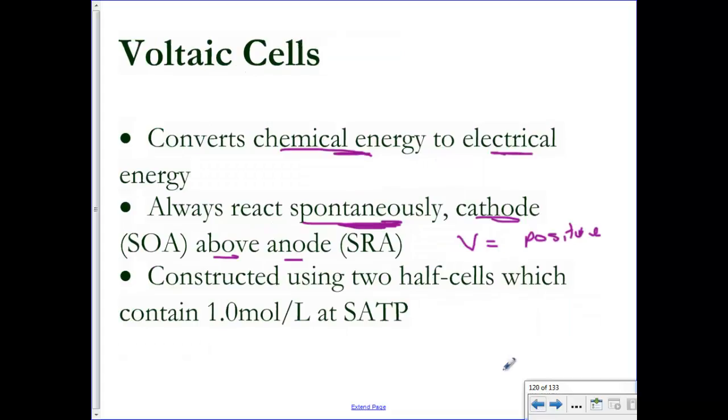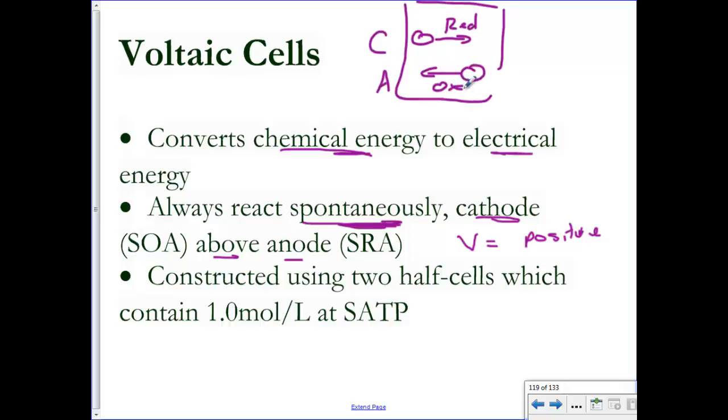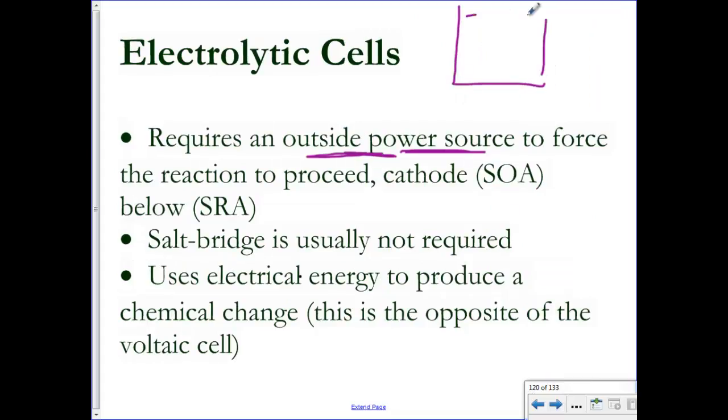Sorry, what does it mean cathode above anode? Oh, so when you do your chart here, it goes from here to here. Your cathode is above your anode because cathodes go this way doing reduction and anodes go this way doing oxidation. Does that make sense? Whereas in an electrolytic cell, it's the opposite. You'll have a cathode down here and an anode up here. This reaction should not happen, but we're going to make it happen by adding electricity. So it needs an outside power source. The cathode should now be below the anode. So this up here will be your anode. This will be your cathode.